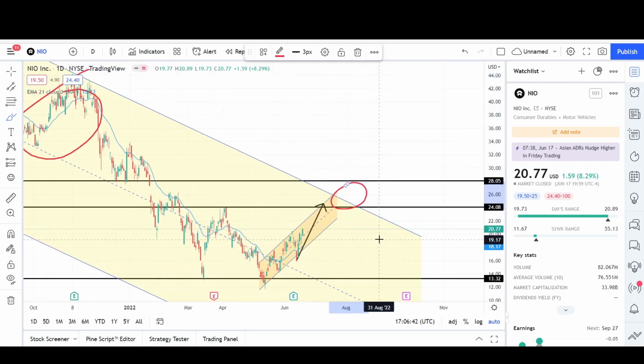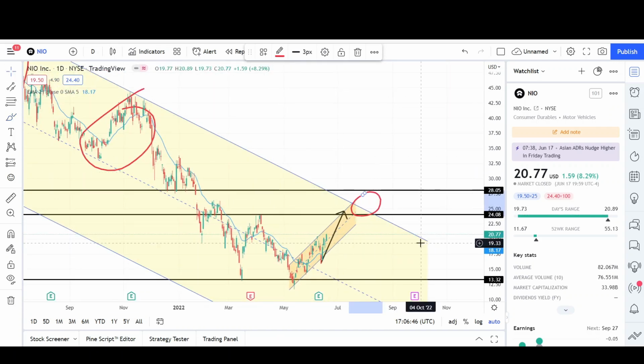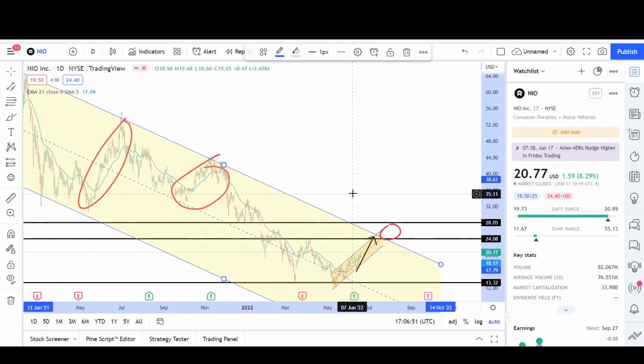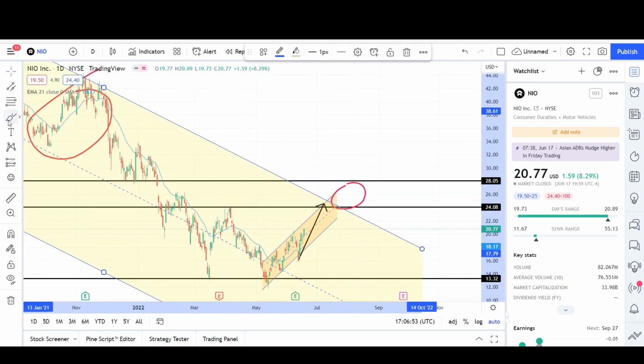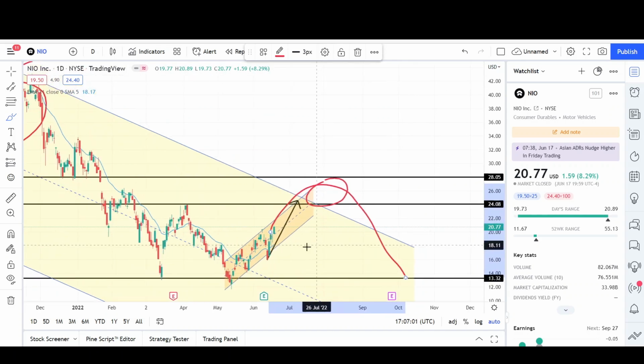I think we could probably get the same type of reaction just like Alibaba, where we had a break outside the channel. So that's what I'm expecting NIO to do, and it would make sense for NIO to do that, because once we get that break outside, the pattern will complete shortly after. So I'm looking for higher prices.